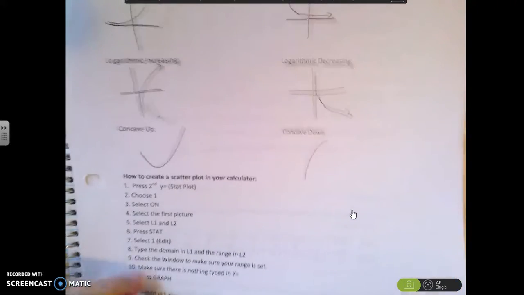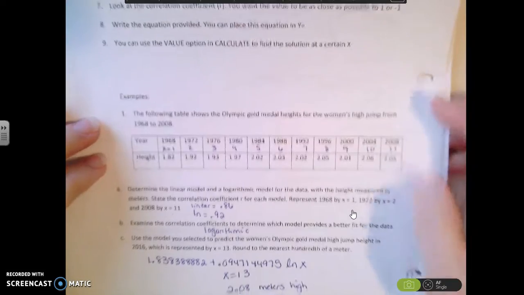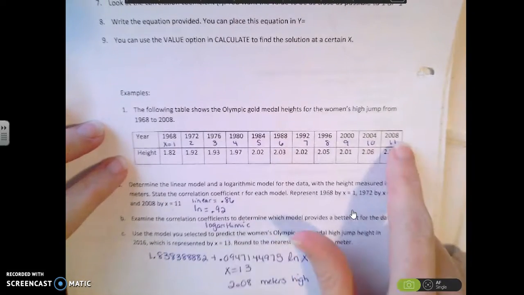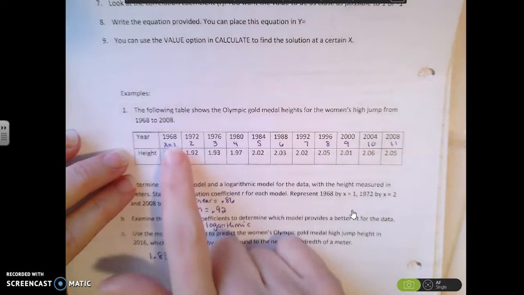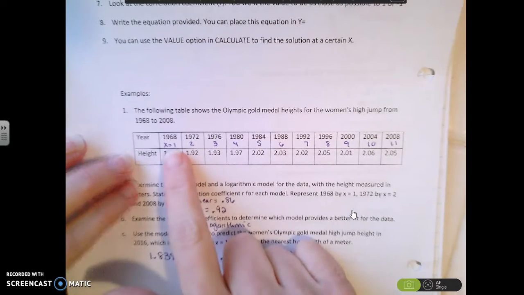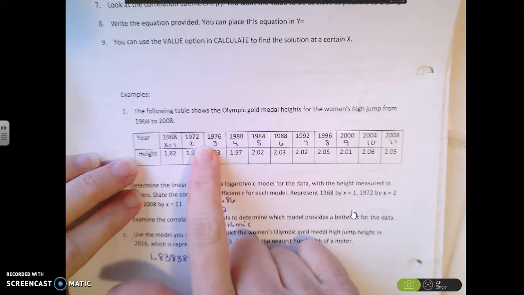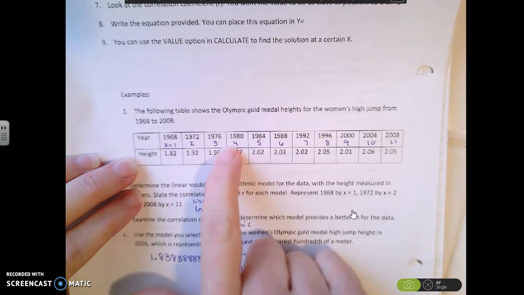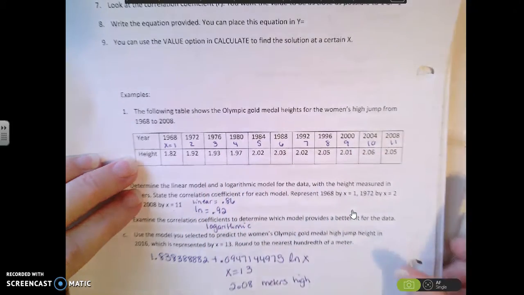So what we're going to do is this first example that we see here, which is talking about Olympic heights for gold medalist, and it's from 1968 to 2008. Now remember, the Olympics are every 4 years, so you've got 68, 72, 76. So 1968 will be the first Olympic, 1972 will be the second, 76 will be the third, 80 will be the fourth, and we go on through there.